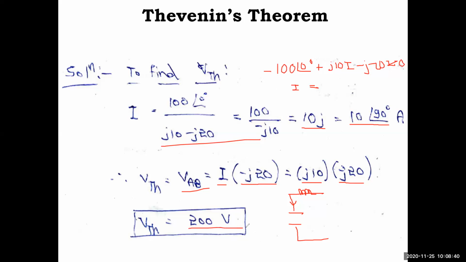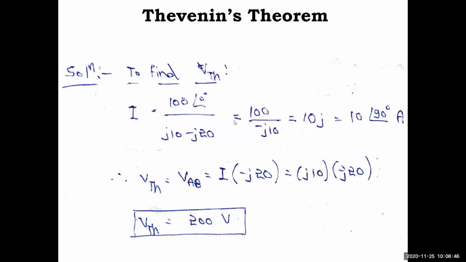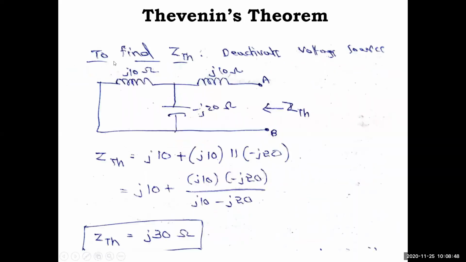That is the VTH. 200 volt is the answer. Clear? So only calculation wise it is a new thing. Otherwise, everything is the same. Then to find ZTH, what we have to do, the first step: there is only one independent source, so we will deactivate that. So when you deactivate, you will have three elements, J10, J10 and J20.